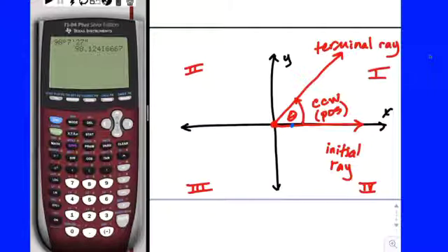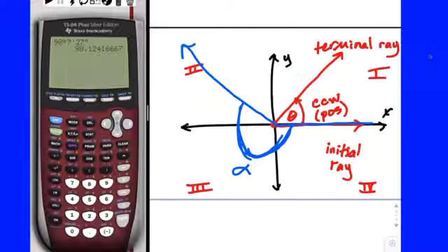I can start on the positive x-axis, which is my initial ray, and I can rotate around over here. Let's rotate all the way around over there. Let's keep going. We'll rotate into quadrant two, and then I'll stop. There's my terminal ray. Here's my initial ray. Let's call that angle alpha. If you rotate in the clockwise direction, that's going to be designated as a negative angle.